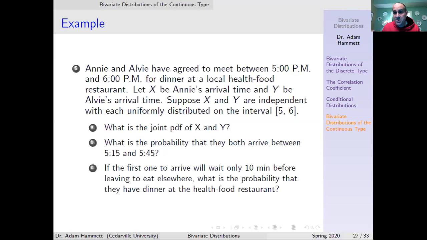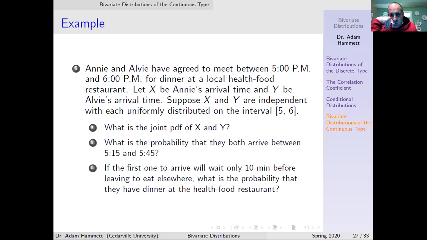Okay, that tells us something, incidentally, about what the individual distributions of X and Y are. It's asking here what the joint PDF of X and Y is. Well, we're assuming that X and Y are independent. And incidentally, 5 is 5 p.m. and 6 is 6 p.m., okay?